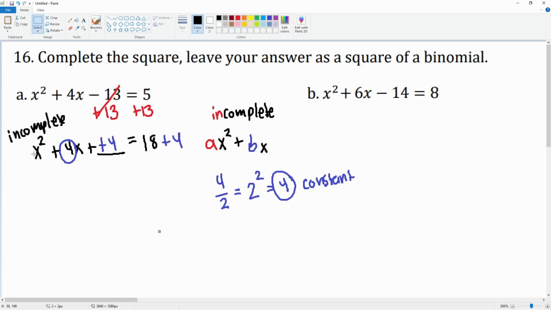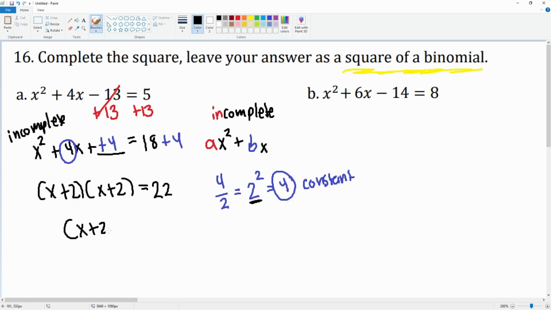What two numbers multiply to make 4 and add up to 4? In this case, it is going to be x plus 2 and x plus 2. It's basically this number right here. And it's going to be equal to 18 plus 4, that becomes 22. But they want it as a square of a binomial. What they mean by that is that the fact that these two factors are the same, you could write it like this: x plus 2 squared is equal to 22. This would now be your complete answer.